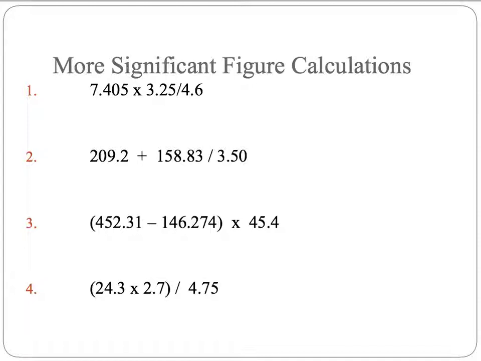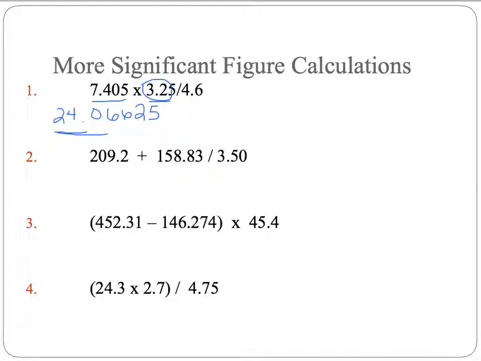So I'm going to take 7.405 times 3.25, and it gives me 24.06625. But before I go on and divide this, because I am in the end going to have to record my answer to the least number of significant figures because I'm multiplying and dividing, I have to record this to the correct number of significant figures before I move on to my division. So the two numbers that I multiplied, this one has the least number of significant figures, and there's 3 of them. So I need to round this to 3 significant figures.